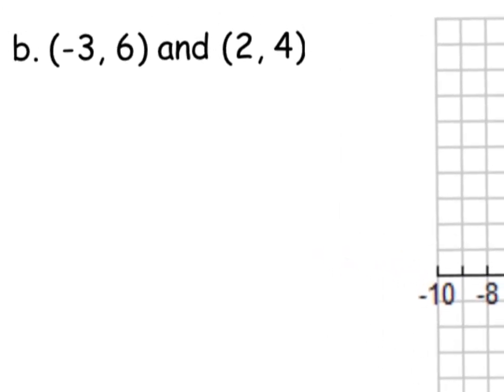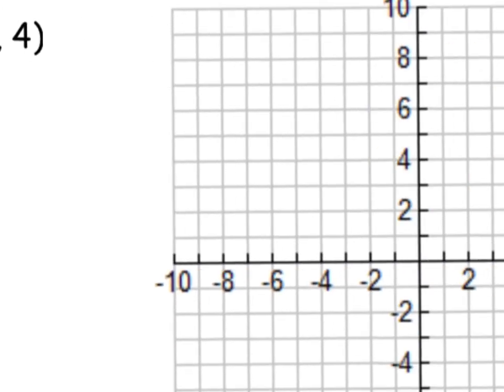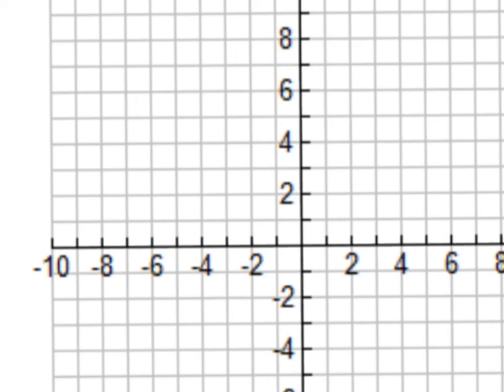We are going to plot the points -3, 6, and 2, 4. So I've got -3, 6 right here, and the point 2, 4 right here, and I am looking for the distance between the two. Okay, so I'm just going to draw this segment here. That's what I'm looking for, and I'm going to create a right triangle.